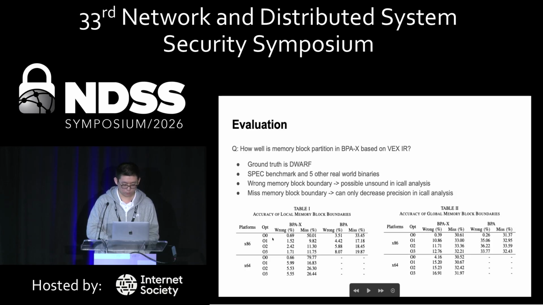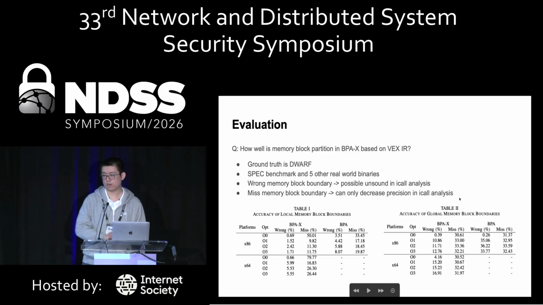We can see in these tables we have better or similar wrong rate and miss rate, except O1. We have a higher miss rate in O0, because for O0 there are mainly push and pop instructions, and our conservative VexIR semantics is too conservative, and it can miss some memory block boundaries.